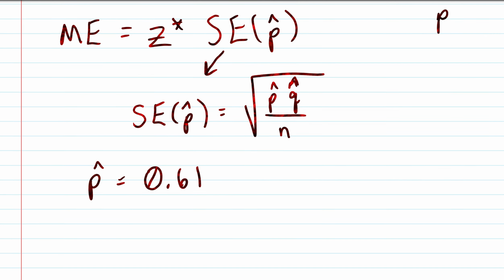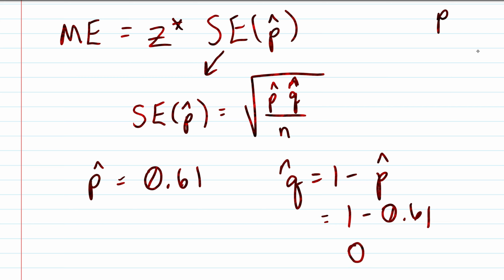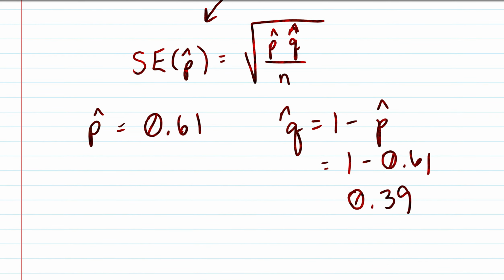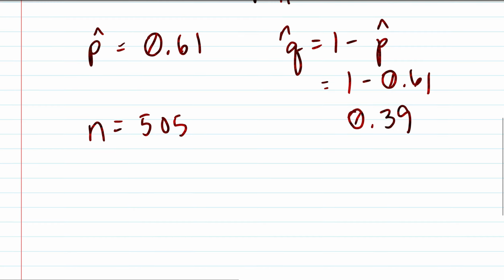All right, if that's the case, then we can figure out Q hat. Q hat is 1 minus P hat. So that's going to be 1 minus 0.61, which is 0.39. Then after that, we identify the value of N, which is the sample size. So N is given to be 505 adults.